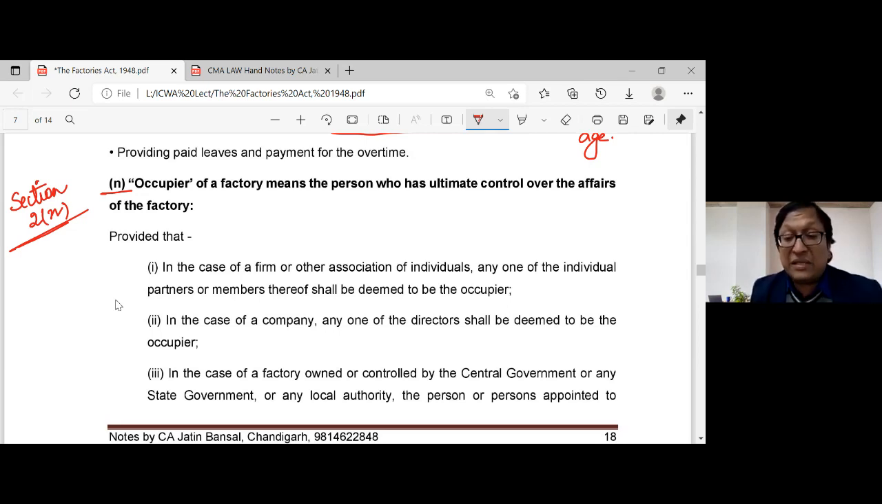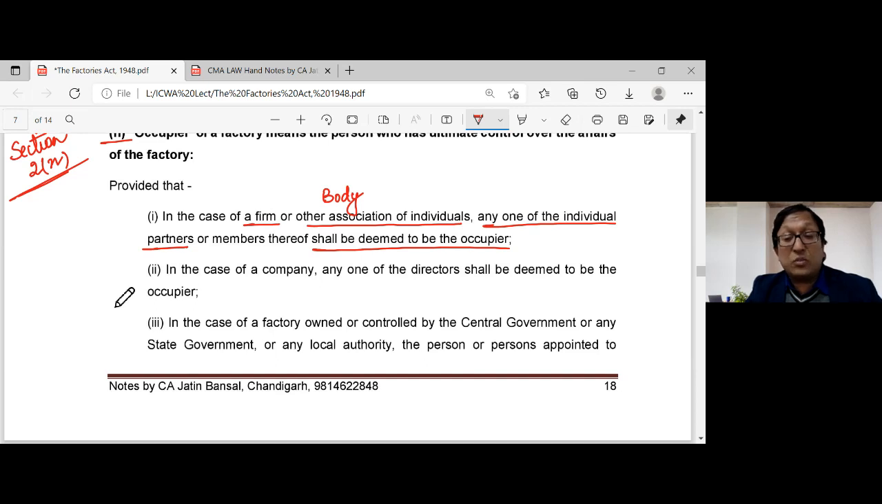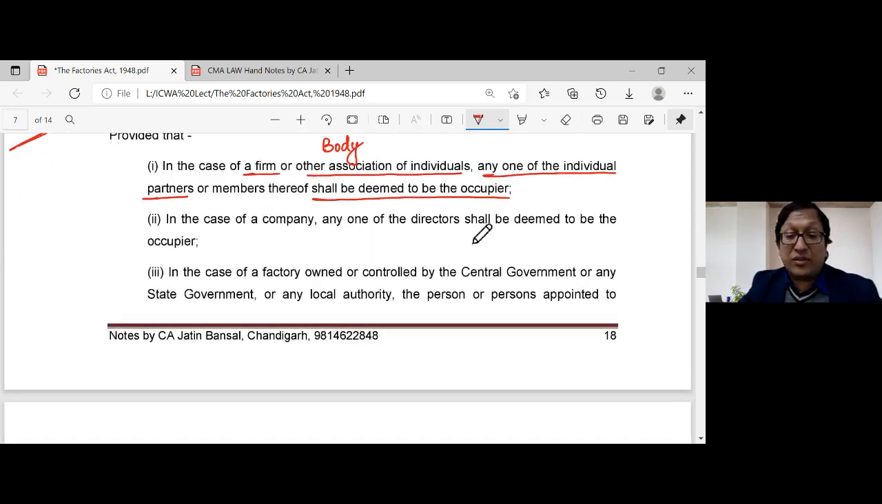Occupier of a factory means a person who has ultimate control over the affairs of the factory, as I told you, provided that in case of a firm or other association of individuals, that is, other body, if we have some body, some association, some firm, then any one of the individual partners shall be deemed to be the occupier. This means practically that all the partners of the firm will be called occupier. They have the responsibilities of the occupier.